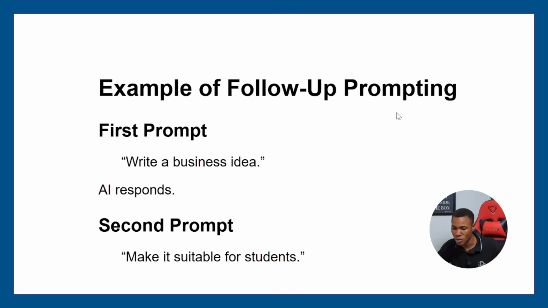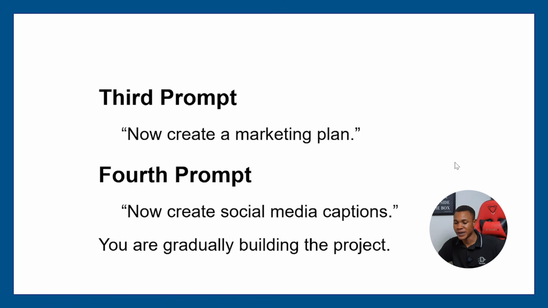So example of follow-up prompting is write a business idea, for example. Then the second prompt, after it has given you, you can say make it suitable for students, is another example. Is that okay? Then now create a marketing plan for it. That's the third one. The fourth one is now create social media captions. So it's following. Remember I said AI understands a pattern and it follows context. It also follows data. So it keeps following that format and all of that.